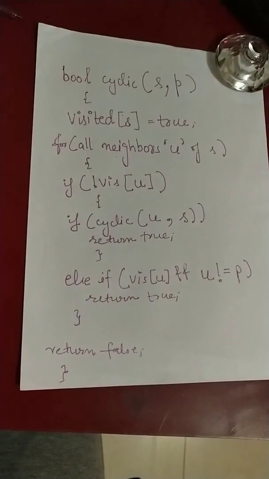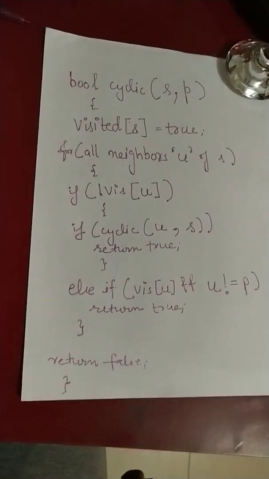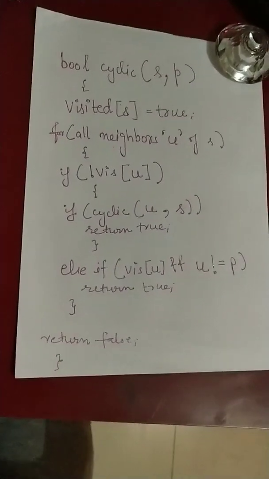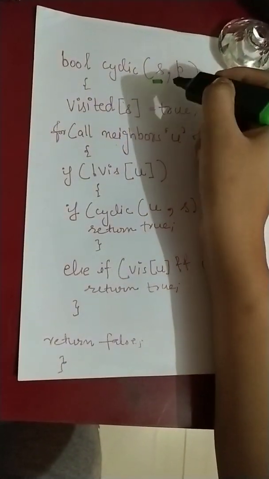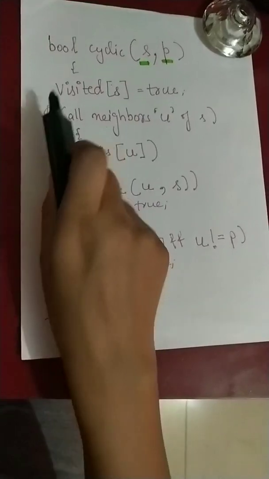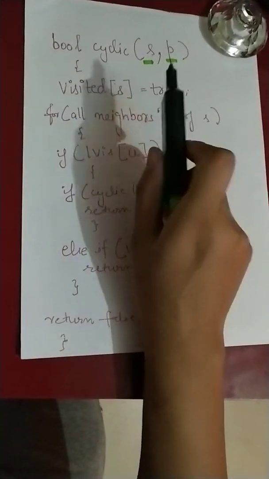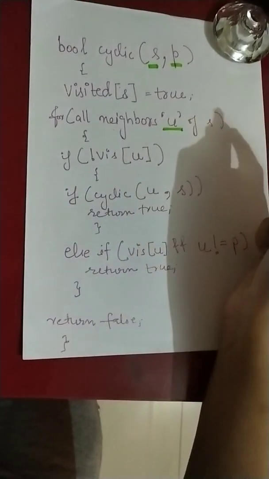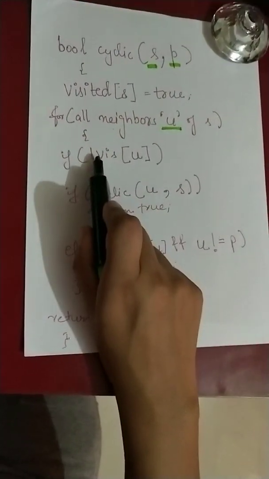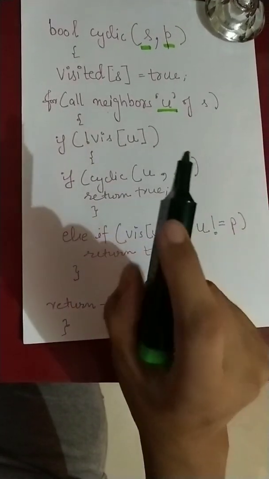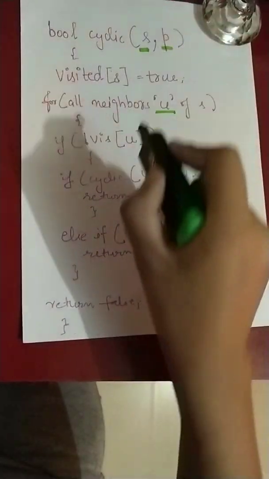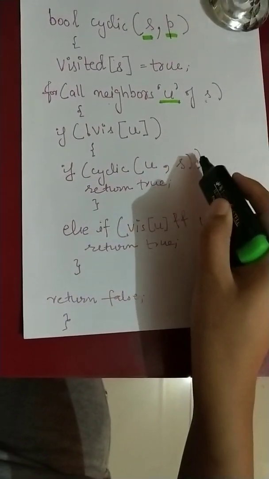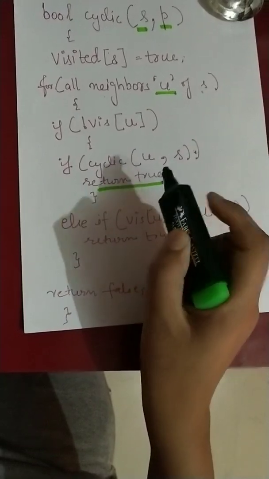Let's look at the pseudo code for finding a cycle in the undirected graph. The detailed code will be given in the description. So suppose S is the node that we are exploring, P is its parent. First thing we do is we mark S as visited. Then we start exploring all the neighbors of S, say U. If U is not visited, then we will call the same function on U with parent as S and see if it returns true. If this is true, then we will return true.